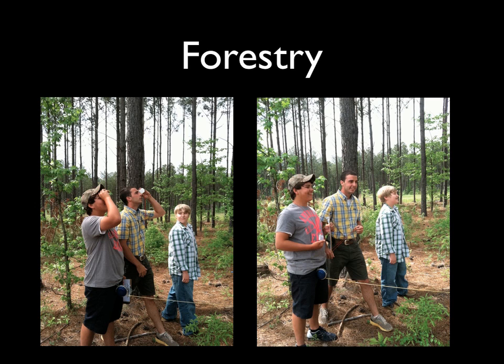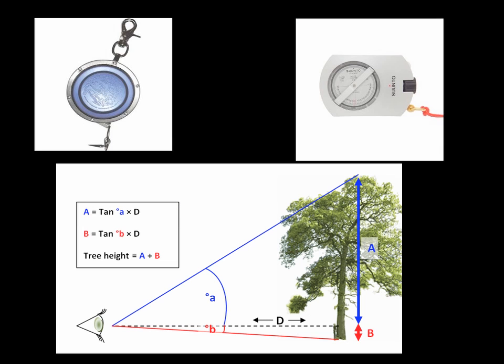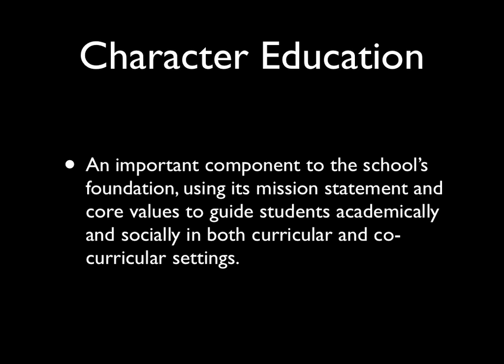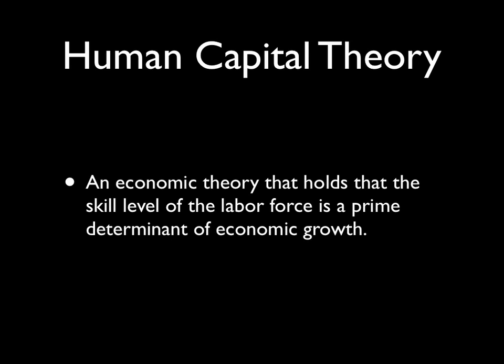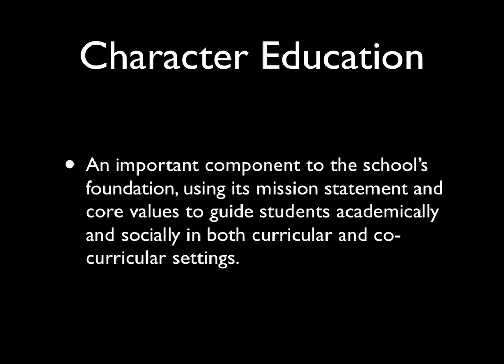But when I observed, I noticed three things. There's many concepts that I saw, but I noticed three of them that really stuck out to me, and those were character education, vocational education, and the human capital theory. Character education is a huge part in the agricultural classroom.